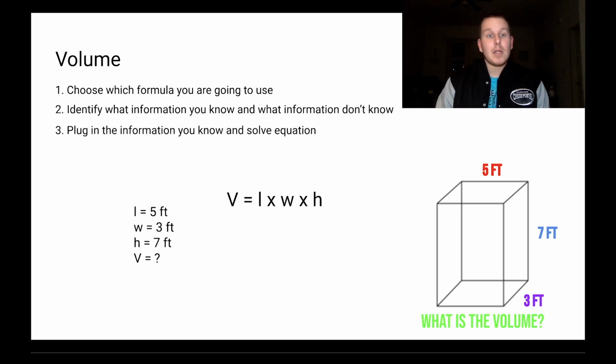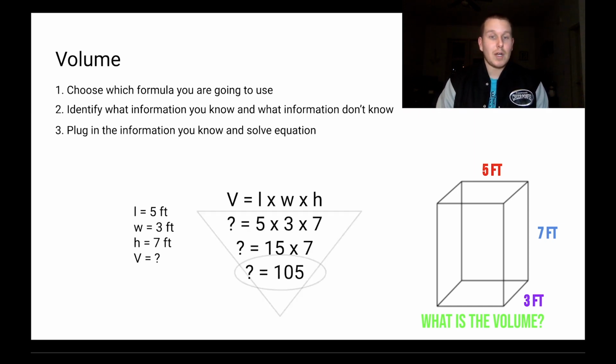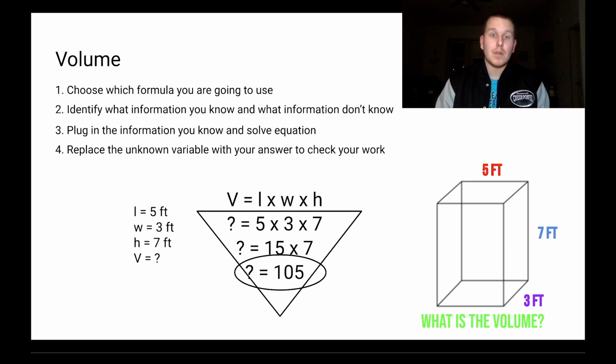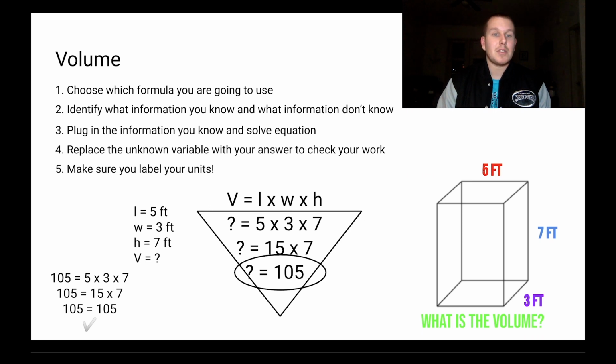Step 3, plug in the information you know and solve the equation. So we're going to put the question mark for volume. We're going to use the triangle method here, one step at a time, to get our answer of 105. Replace the unknown variable with your answer to check your work will be the next step. And we can see over here, as long as we do 105 on both sides, we're going to get a good answer.